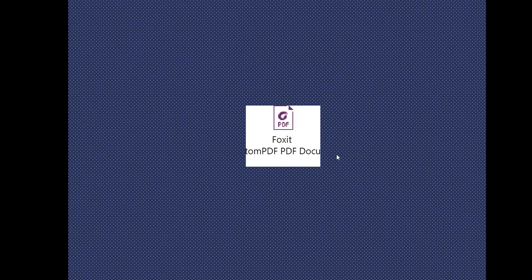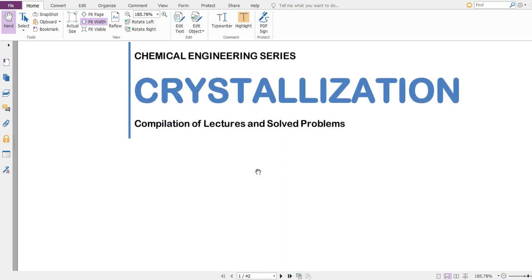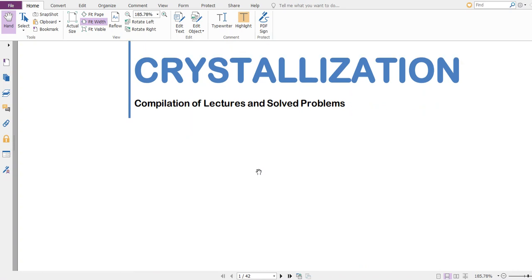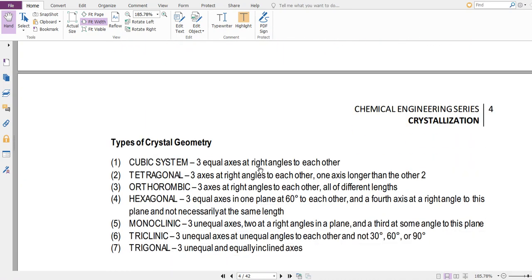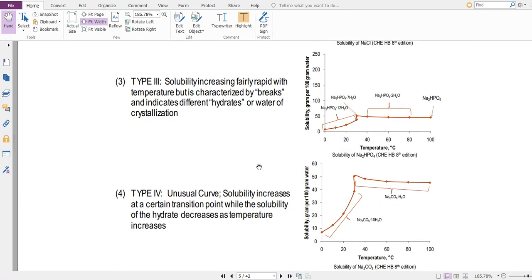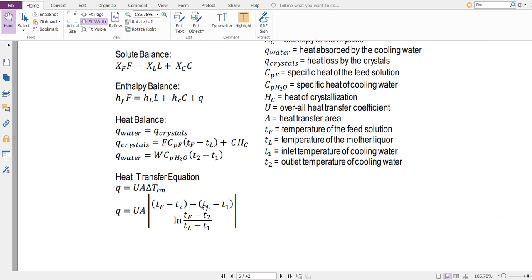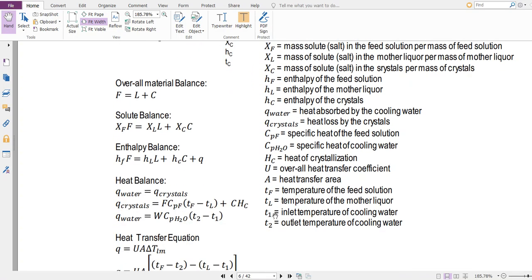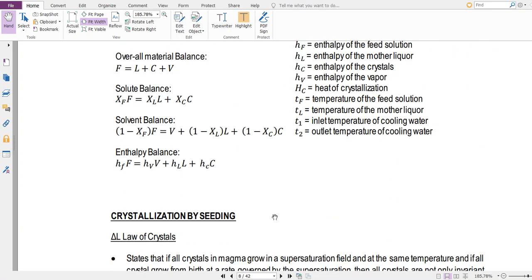Now, the problems for crystallization are so varied that I have decided to share with you the chemical engineering series, which is a compilation of all lectures and solved problems in crystallization. This will help you greatly in terms of exposing you to varied types of problems, solved problems in industrial crystallization, and the varied ways of representing the parameters in the formulas that will be used later on. If you notice, class, the problems here are very lengthy. They have a lot of variables to consider, but it's worth preparing.